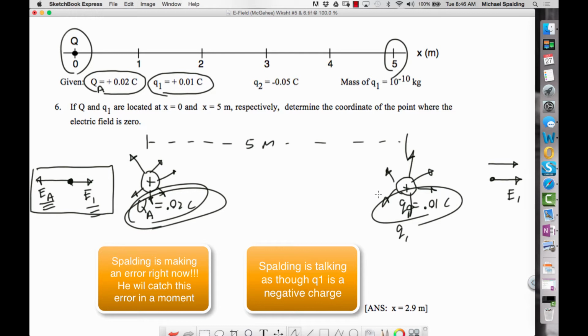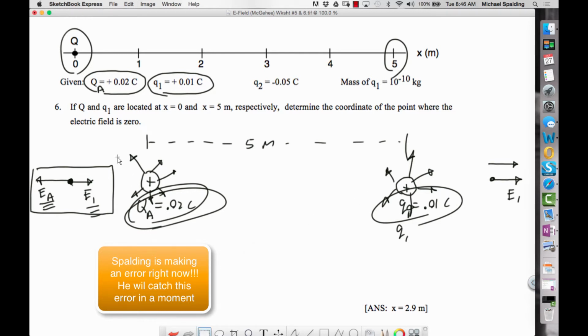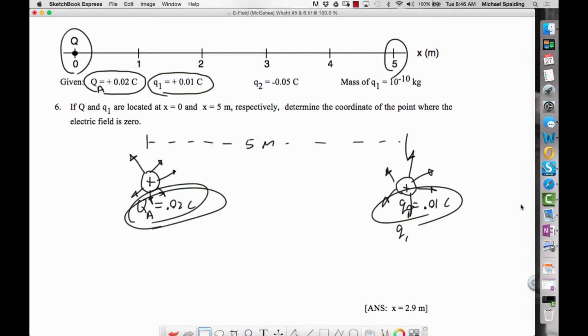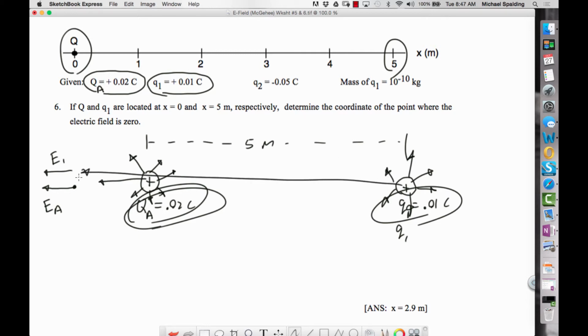You know what? I totally blew it here. Back the truck up. Nobody called me on this. I made a mistake. Hey, we're human. What was my mistake over here? They're both going the same way. E_A is going that way, E1, they're both going to the left. How many of you caught my mistake? Look at the electric field from A going this way. They're both going to the left.